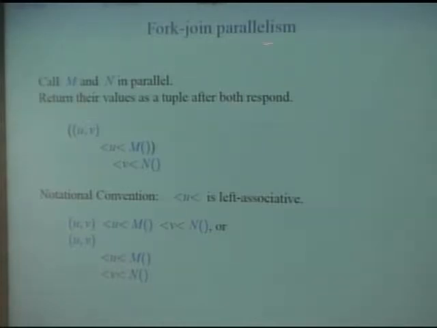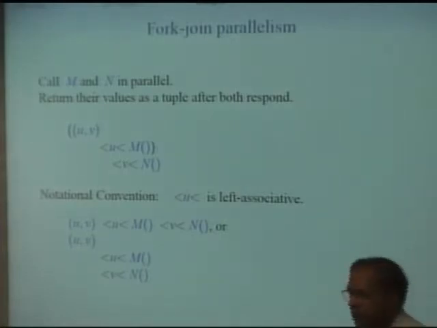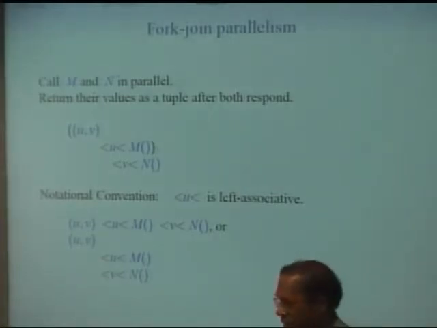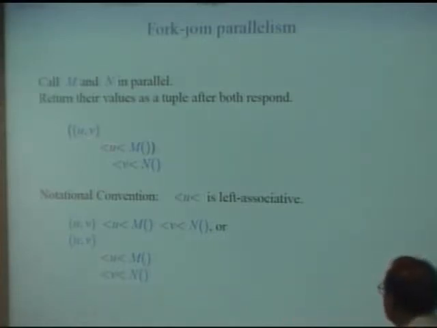This is a paradigm that's much loved by people in concurrent programming, fork join parallelism. You want to call the 2 services in parallel and proceed only after both of them respond. We don't have that. There is no such combinator. But this is what we can do. We can output a tuple u and v, where u is from m and v is from n.